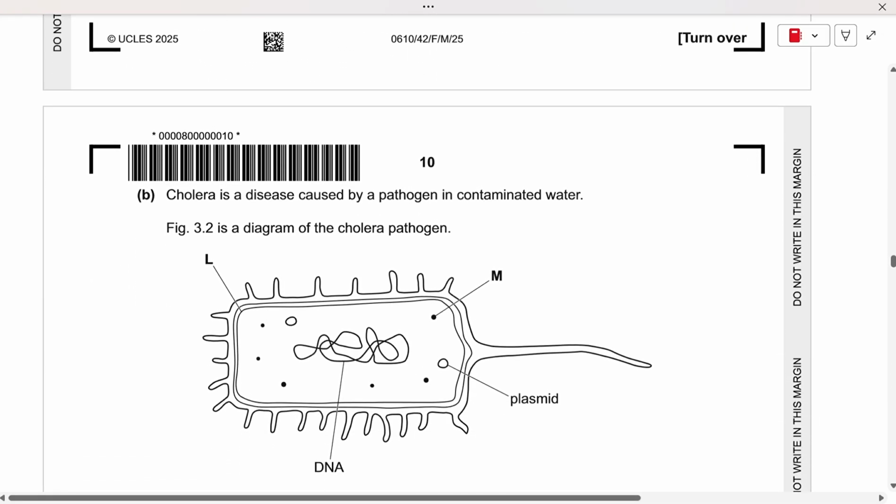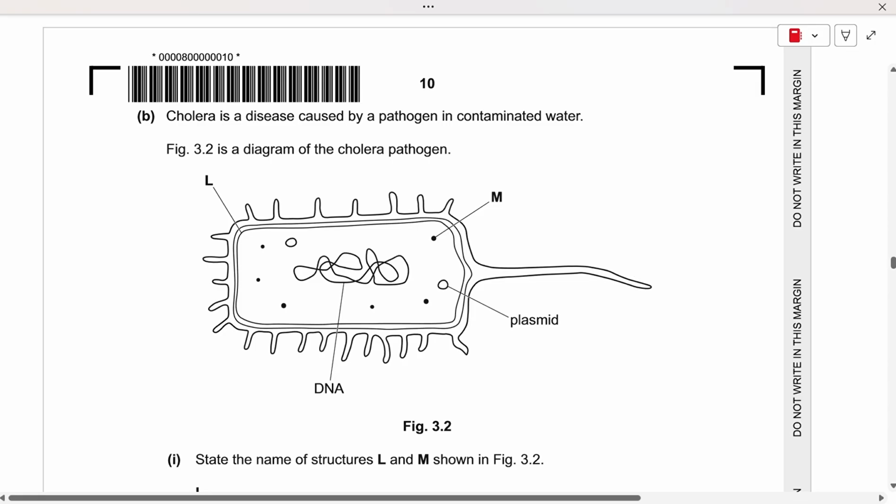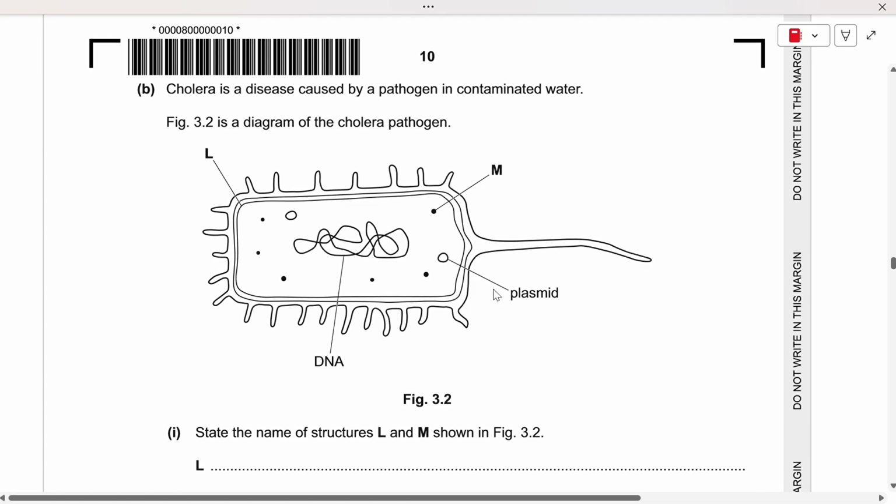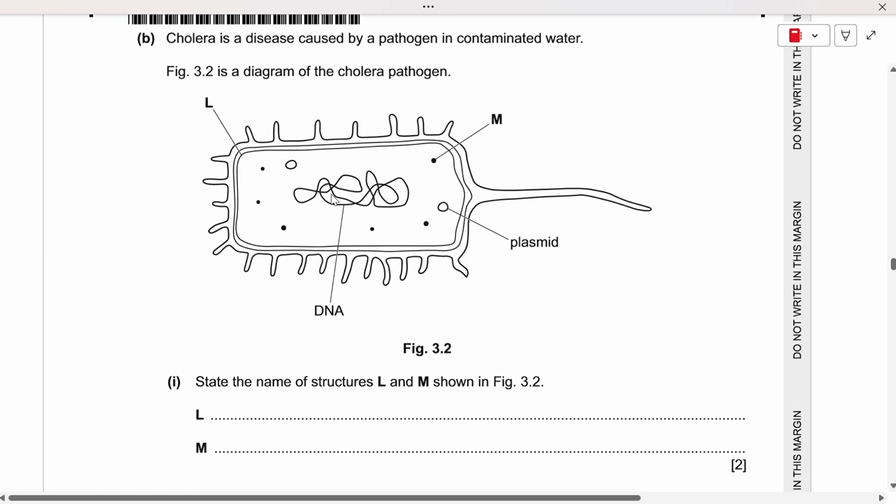Okay, let's go to B. B says cholera is a disease caused by pathogen in contaminated water. Figure 3.2 is a diagram of the cholera pathogen. As we can see here, this is representing the cholera pathogen. State the name of the structures L and M shown in figure 3.2.